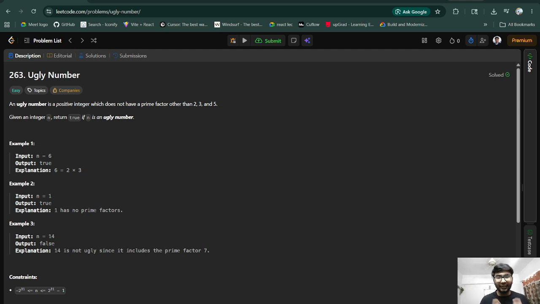Today is episode number 20 of our LeetCode series, and today we are solving LeetCode problem number 263, Ugly Number. This is a simple maths-based problem, so let's solve it step by step in C++. Let's first read this question.